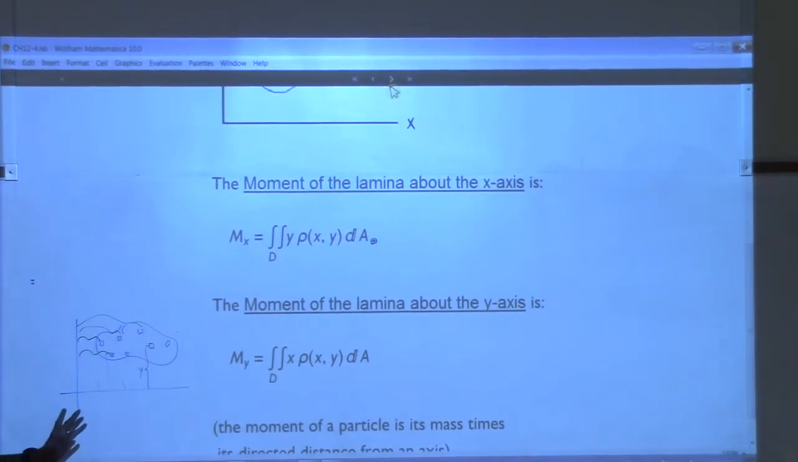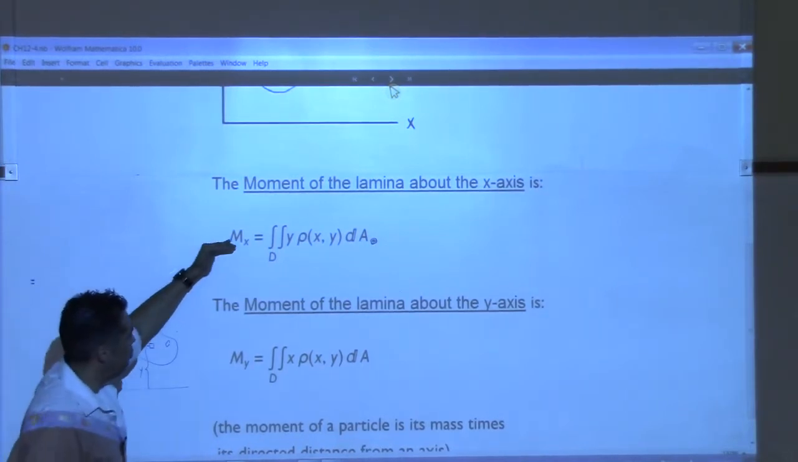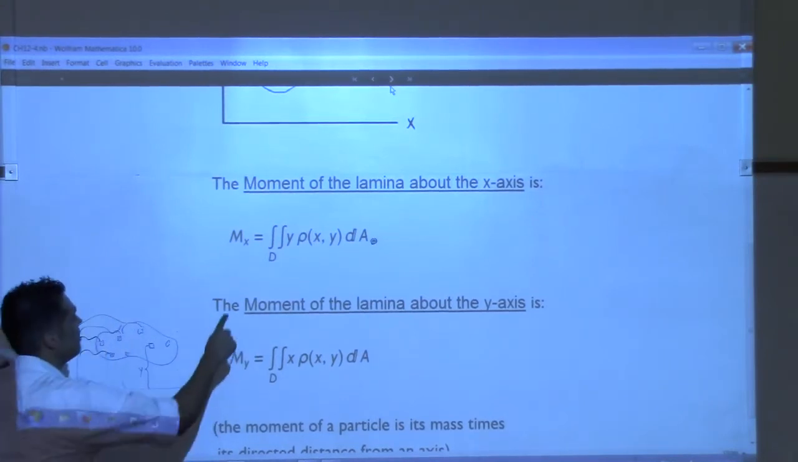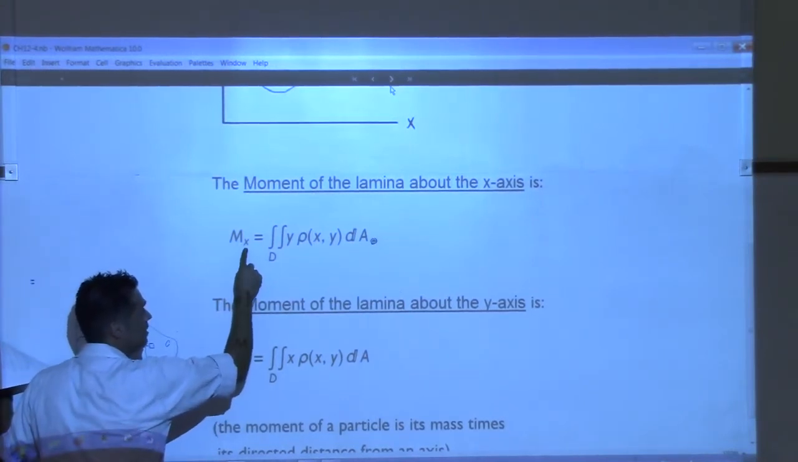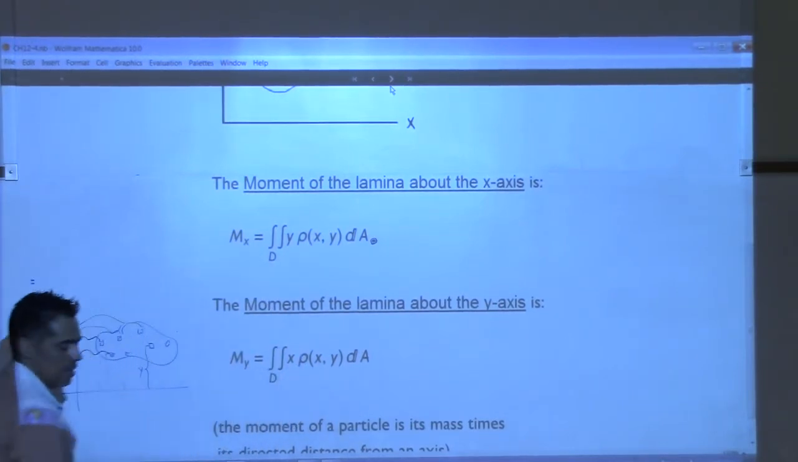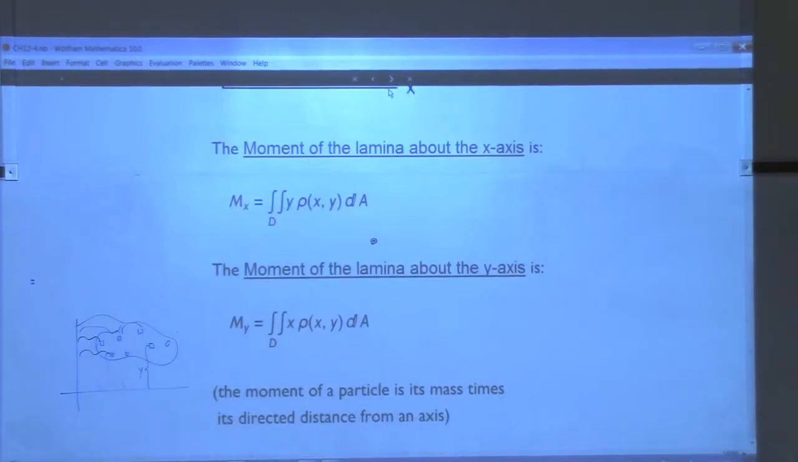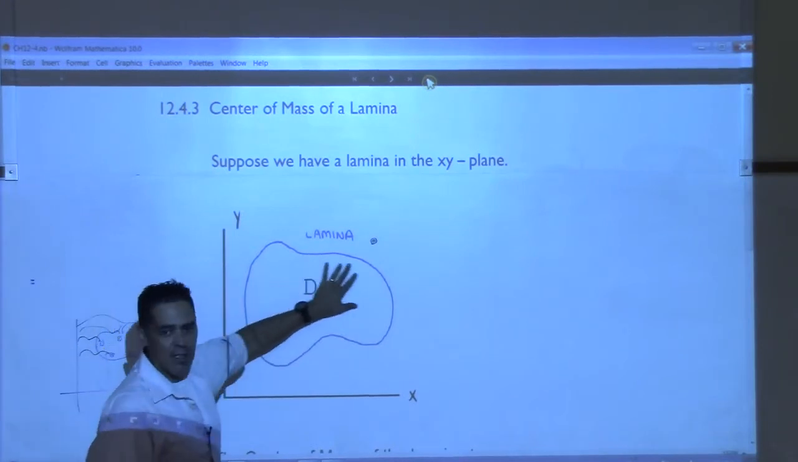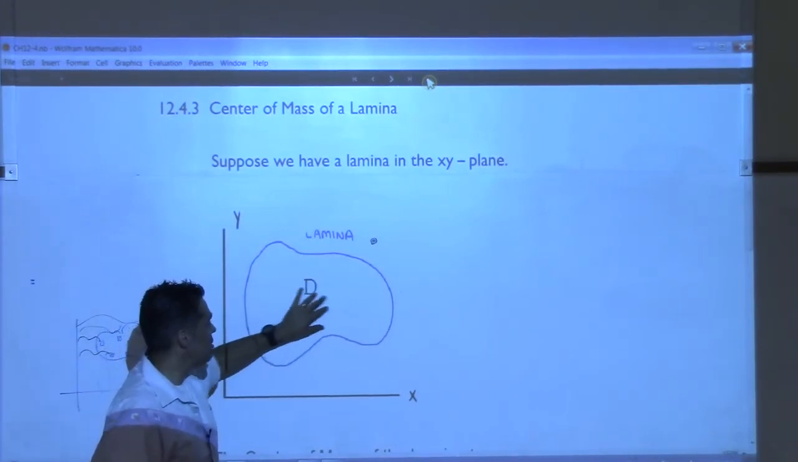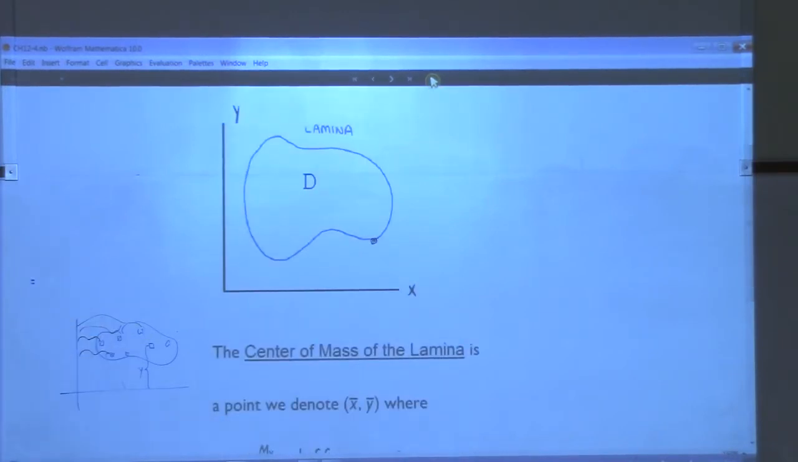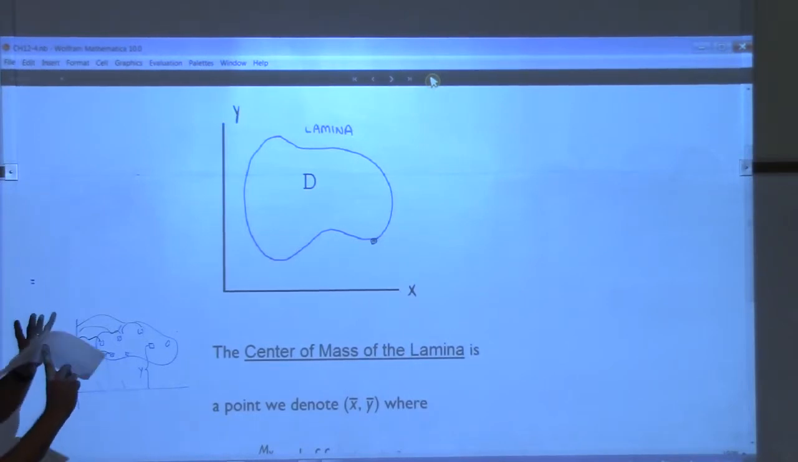All right? Now, you might ask, why are these computations important? Well, look at the way we denote them. Capital M subscript x is your moment about the x-axis. Capital M subscript y is your moment about the y-axis. The reason those are important is because of the next formula. If you have a lamina with non-uniform density, so the density changes throughout the entire lamina, then you can find the center of mass. You can find exactly where this thing would balance.